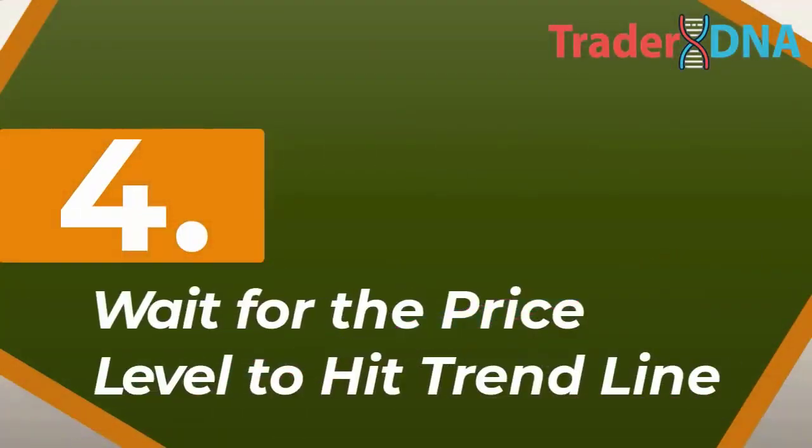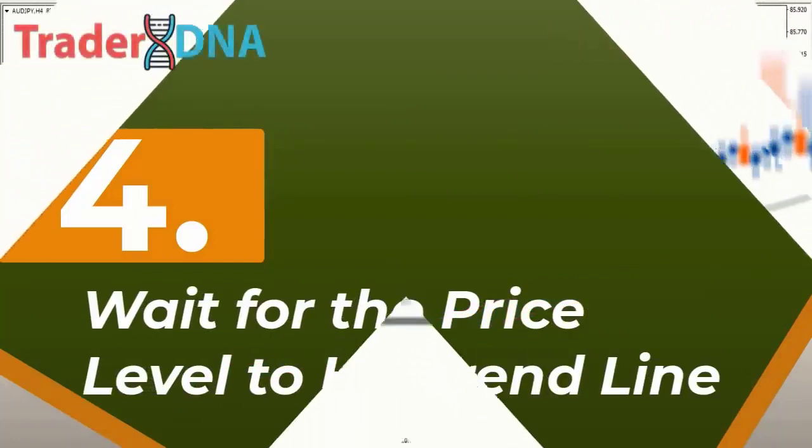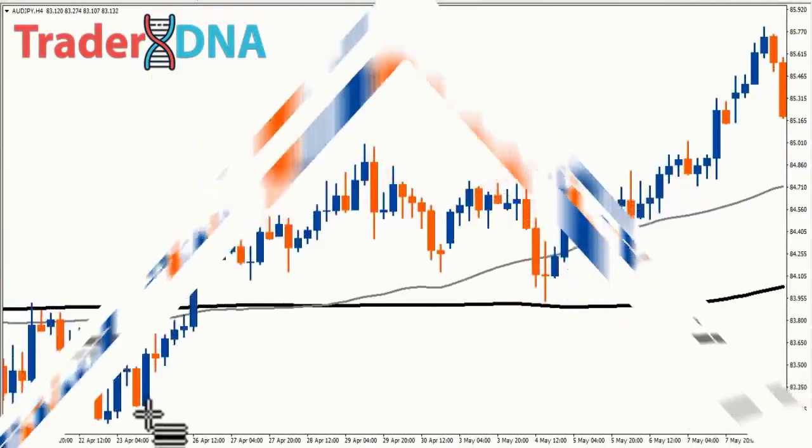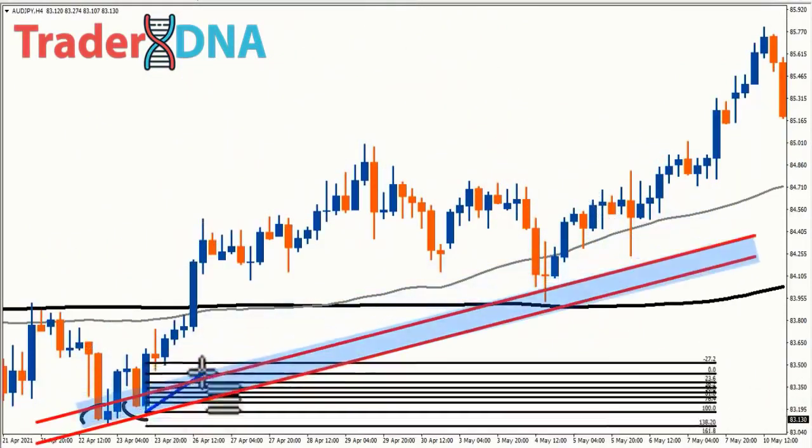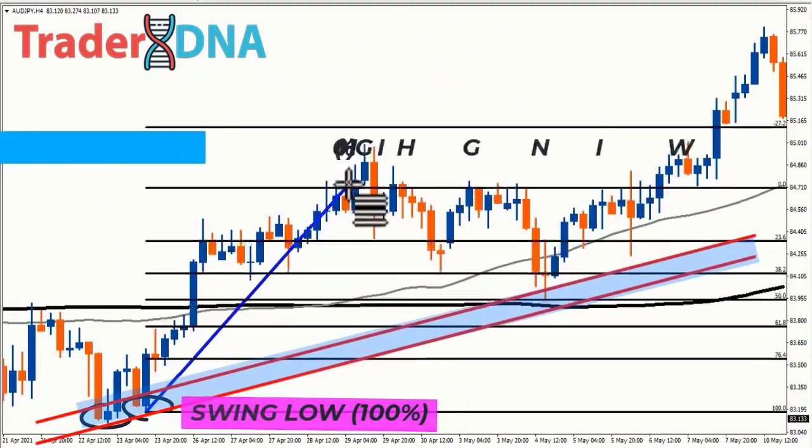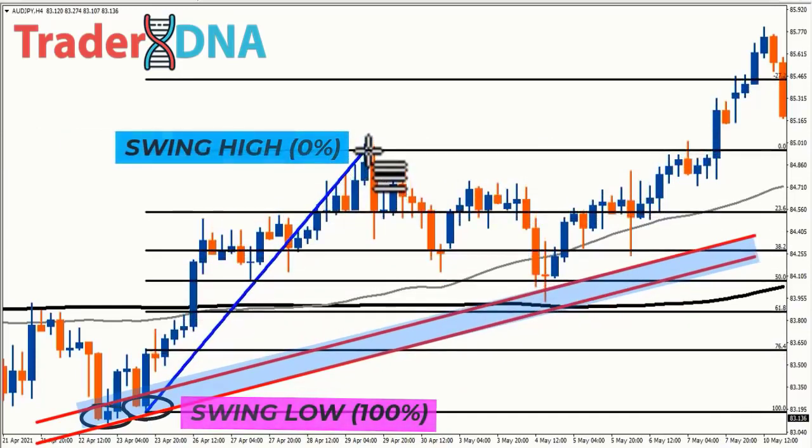Rule number 4. Wait for the price level to hit trend line. So far we found a trending market, drew a trend line to validate this, and placed our Fibonacci at the swing low and swing high. This rule is the critical step to the strategy, so you need to pay close attention.